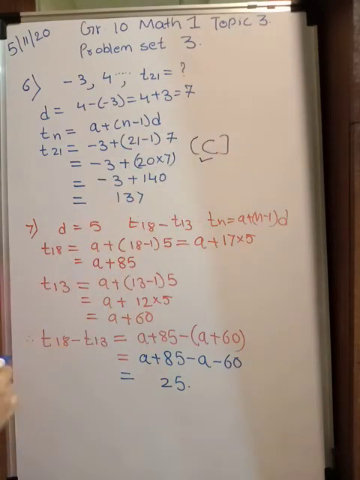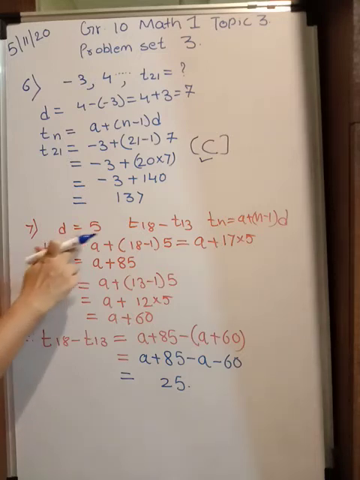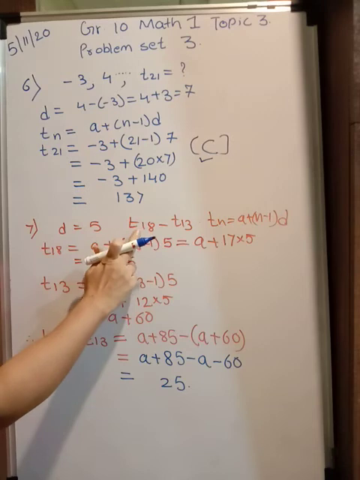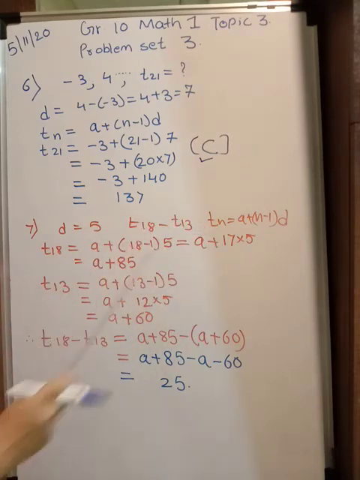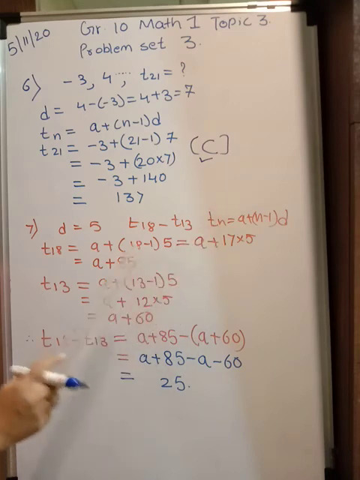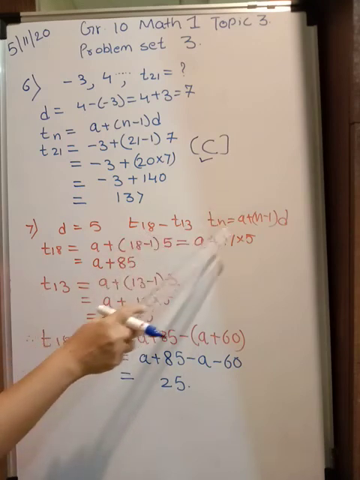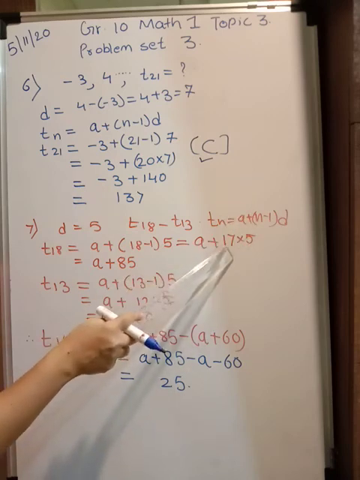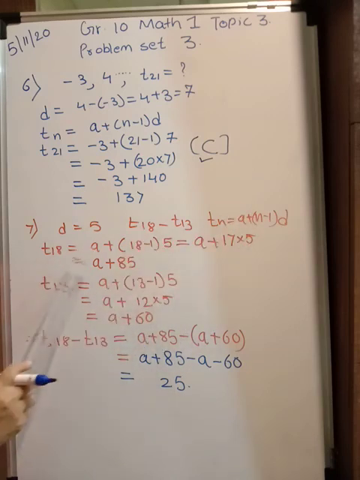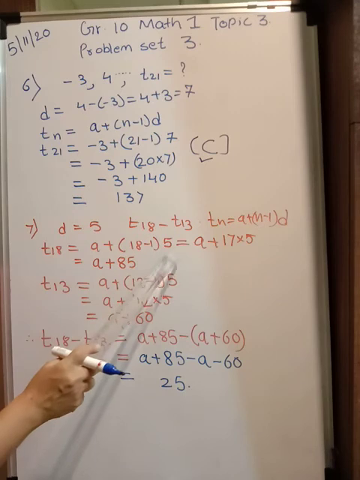Okay, sixth. Now 7C. If for any AP D is equal to 5, then T18 minus T13 is equal to question mark. Very easy question. See now, the difference is 5. And we have to find T18 minus T13. What is the formula for Tn? It is A plus n minus 1 into D. First calculate T18. Wherever n is there, 18 will be there. So n minus 1 will be 17. So T18 will be A plus 18 minus 1 into 5.